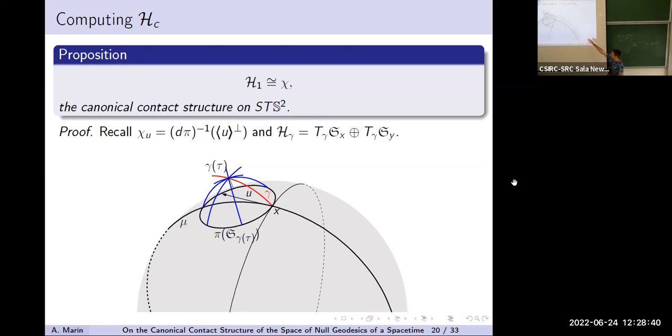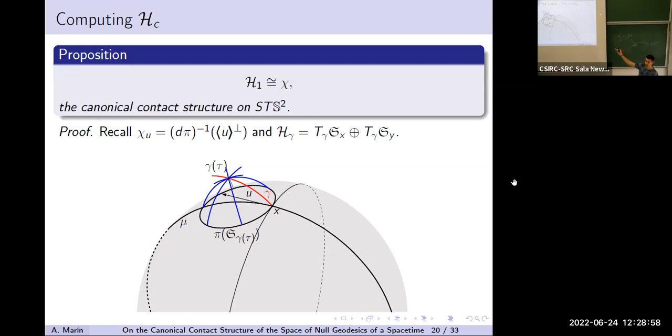So I get that the tangent space of this sky is indeed on the contact plane on the left, because it's going to project onto u perpendicular, the orthogonal subspace to u. And so that's it. I get these two contact vectors.